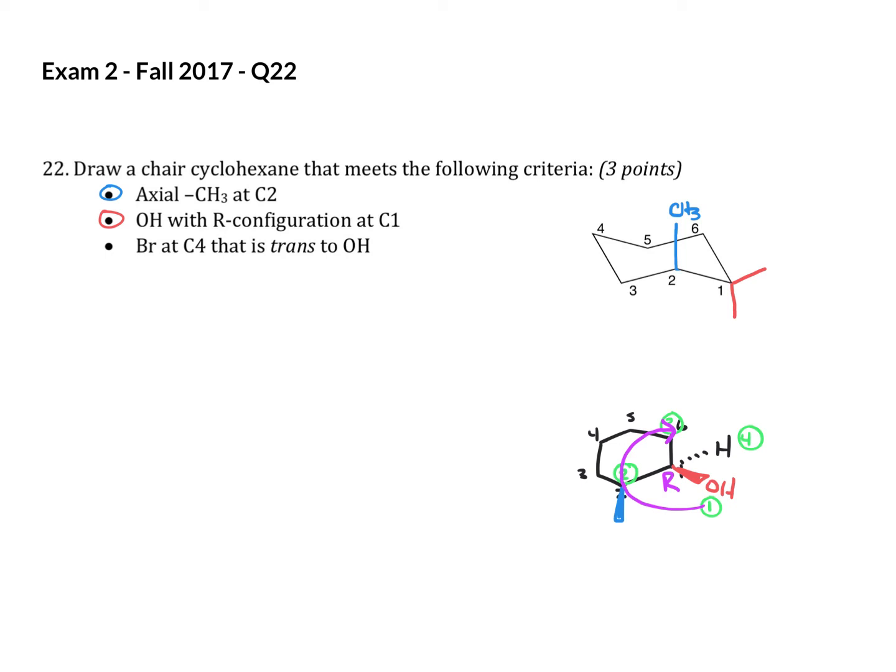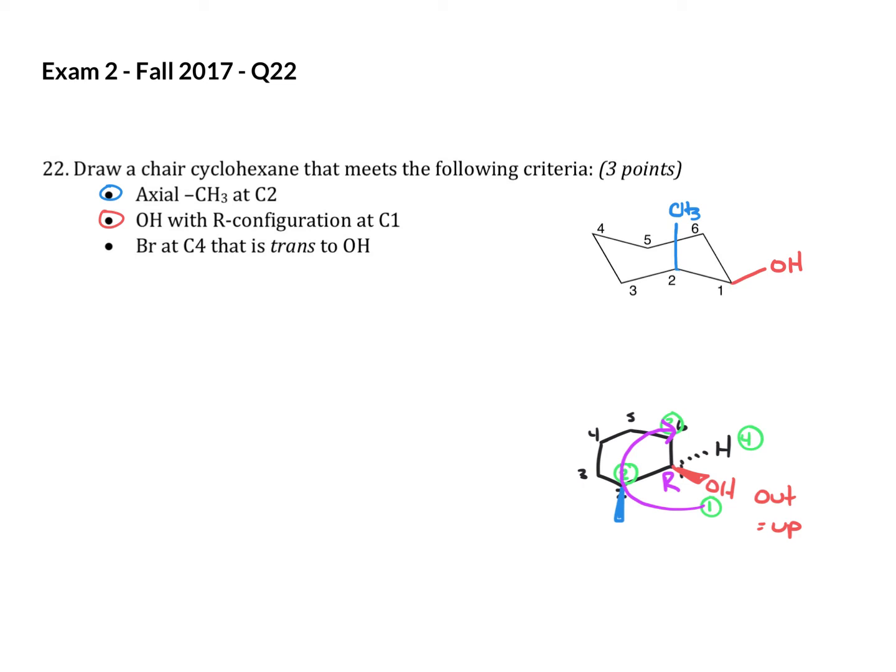So now we can come back up to our chair. And we know that an up group is up on the chair. So coming to carbon 1, I can put the OH as my upward pointing group. A hydrogen is the axial downward pointing group. Again, I'm going to leave that hydrogen implied, so let's just erase it.